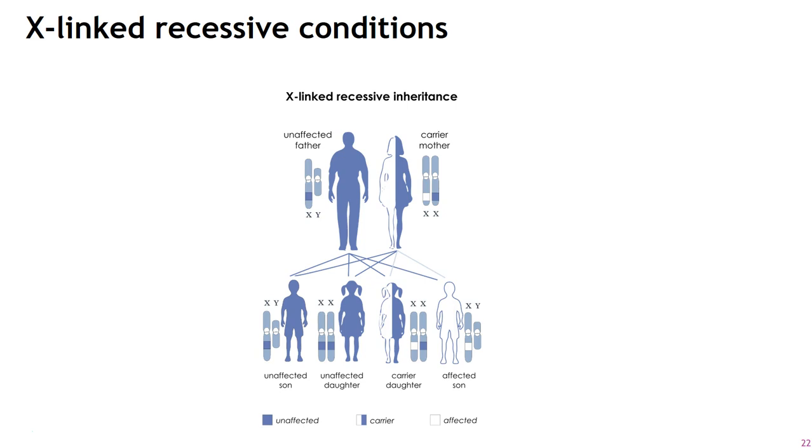Okay, so this is showing it in a diagram form. So in this case, this would be an unaffected father. Okay, a carrier mother because they carry the recessive form as well. An unaffected son, in this case the blue is showing us unaffected. An unaffected daughter because both versions of the allele are unaffected. A carrier daughter because she's received this gamete from the mother and has an unaffected one as well, and then an affected son because he has received the affected allele from the carrier mother.